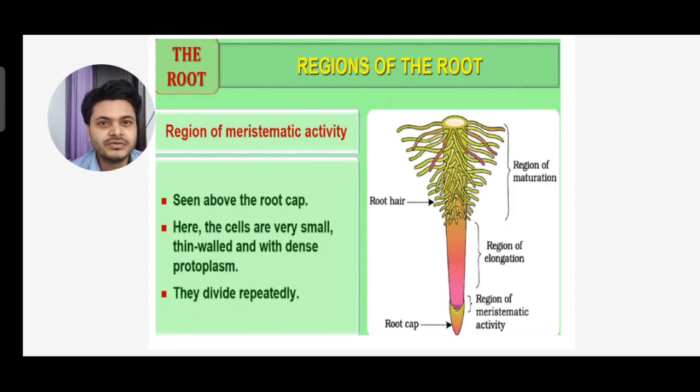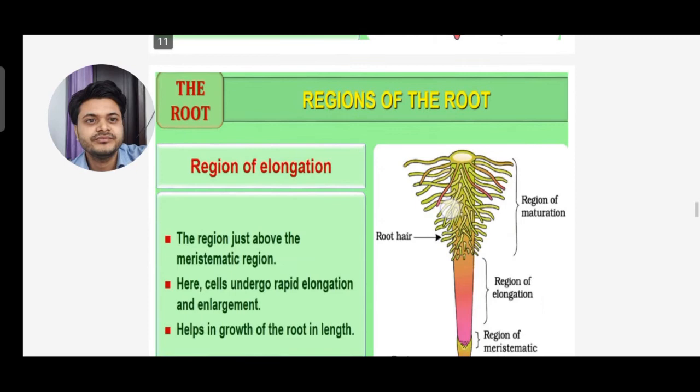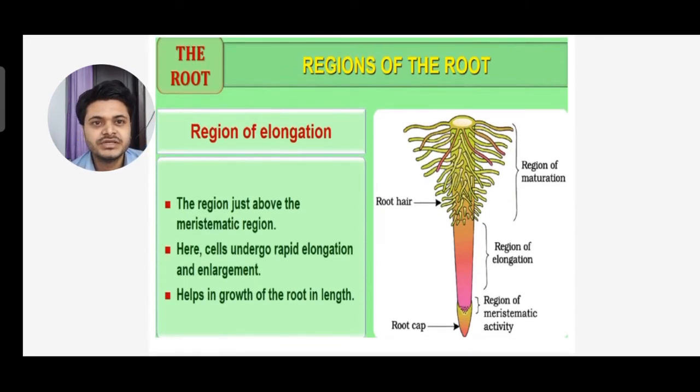You can see the root cap is the terminal portion, followed by the region of elongation, then root hairs and the region of maturation. Now I move to the region of elongation, the region just above the meristematic region. Here cells undergo rapid elongation and enlargement, and this helps in the growth of the root in length.